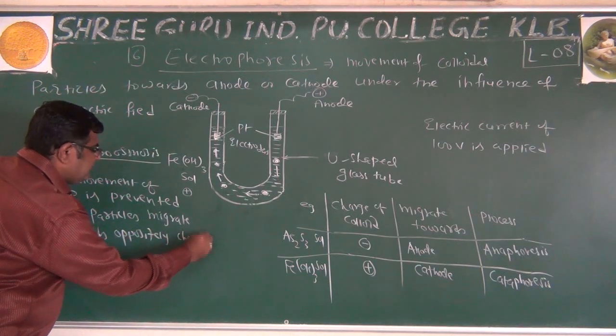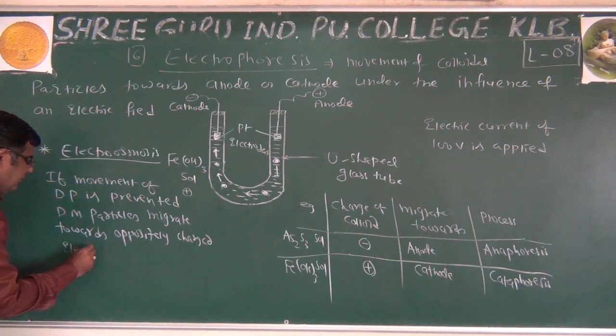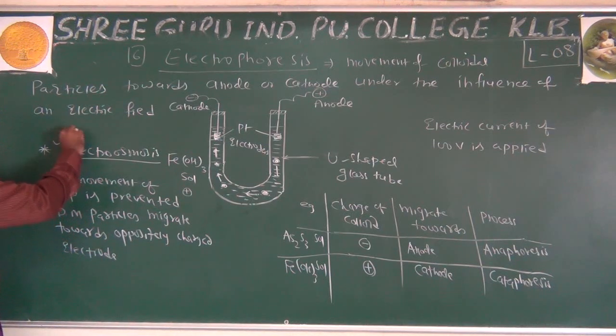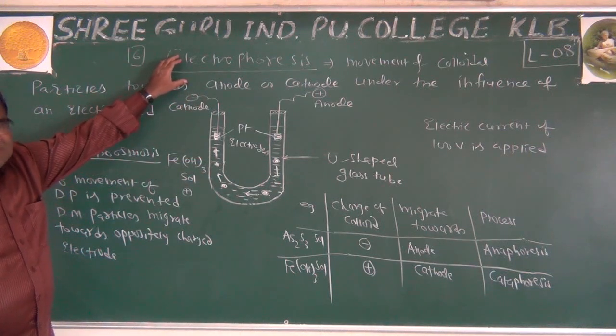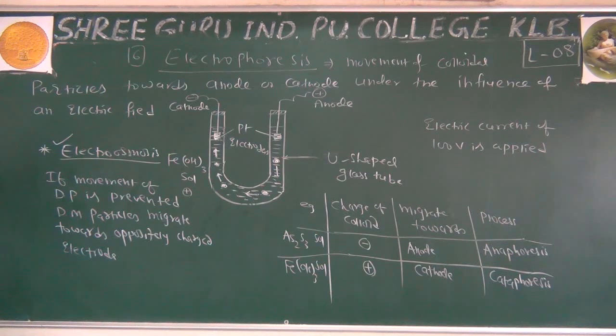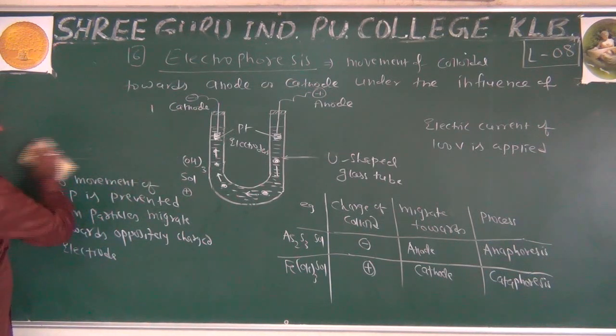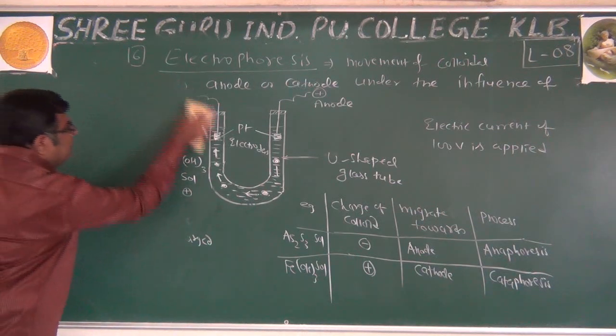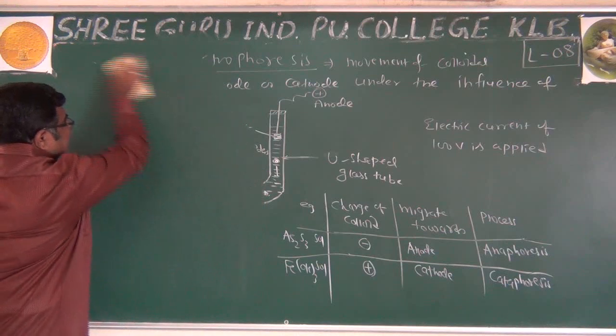Oppositely charged electrode, and that process is called electroosmosis. Instead of DP, DM now migrates, then it is electroosmosis. If DP migrates, electrophoresis. So these two words, electrophoresis and electroosmosis, are also properties of the colloidal solution, because they carry charge on their particles. Now the next property, the last property, the seventh property, is called coagulation.